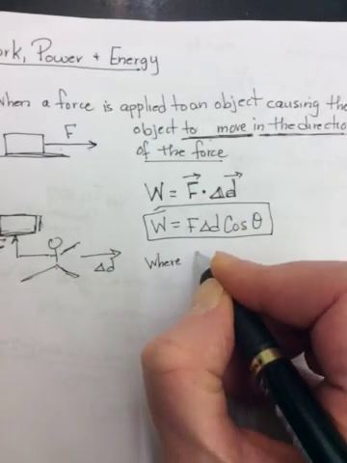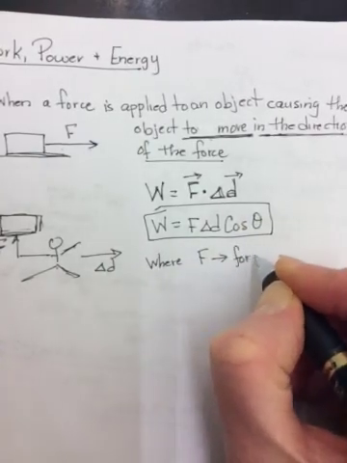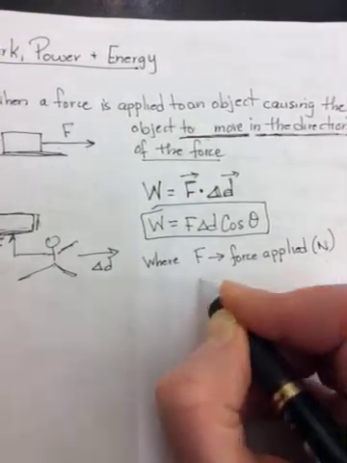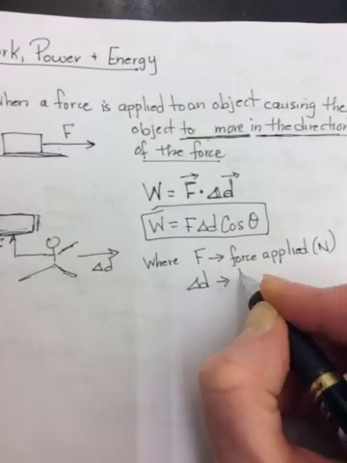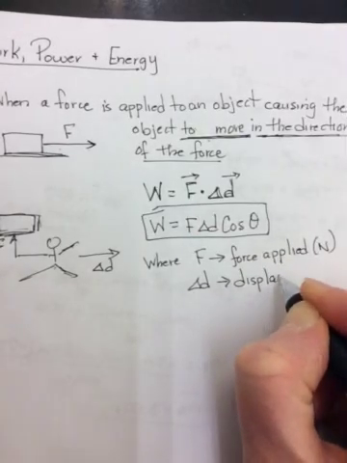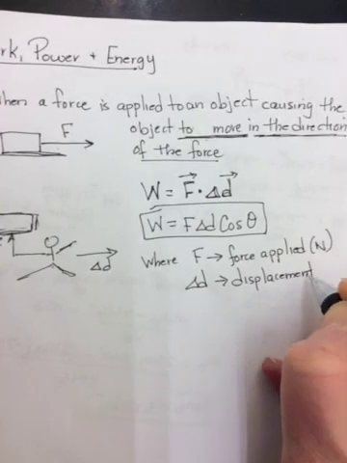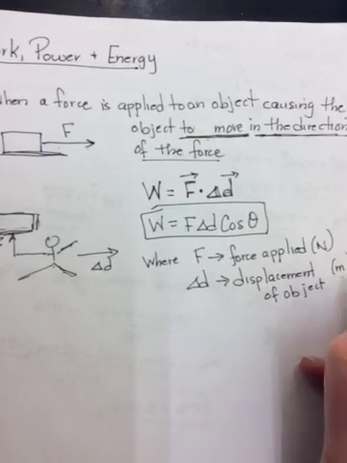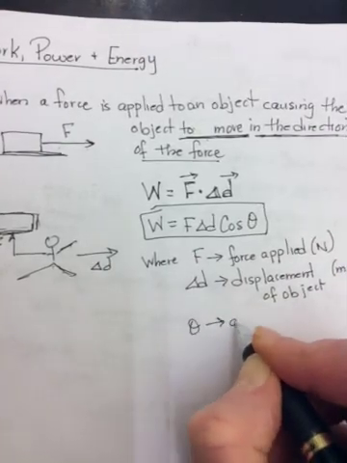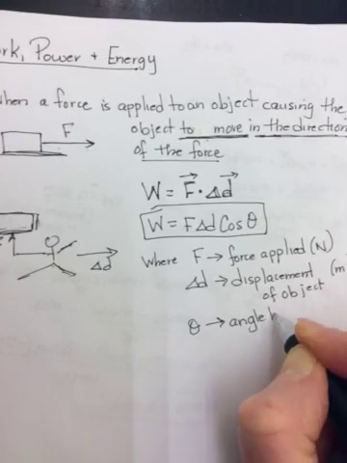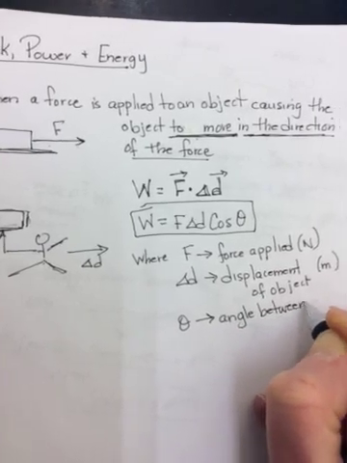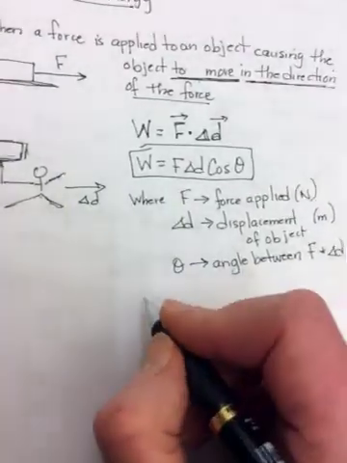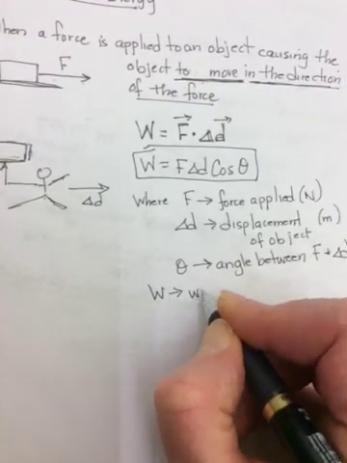Where F is the force applied, and of course it's measured in newtons. Delta D is the displacement of the object, and of course, it's measured in meters. Theta is the angle between F and delta D. Okay? And then W is the work done.